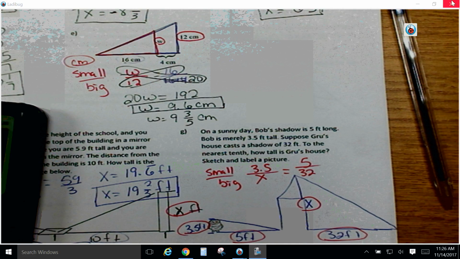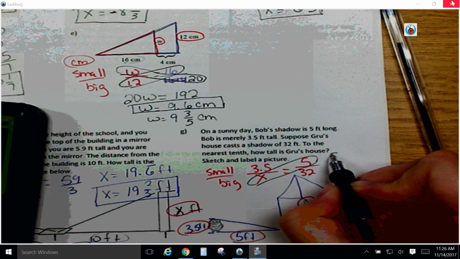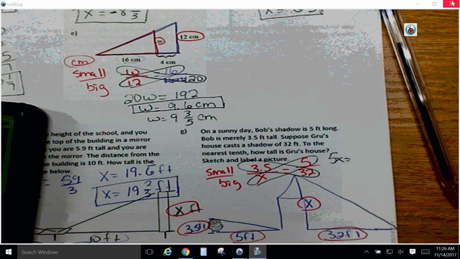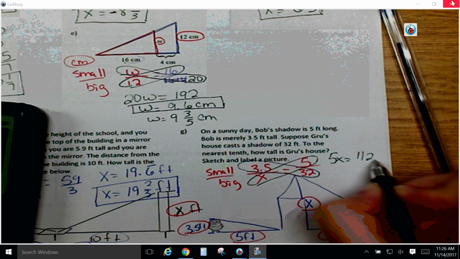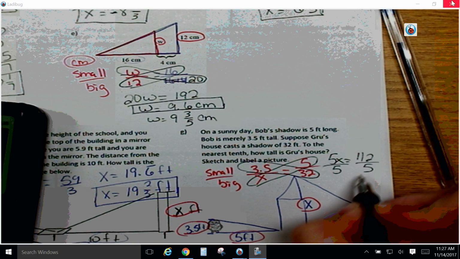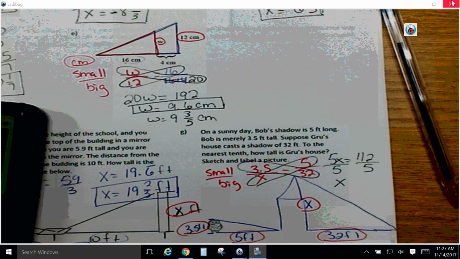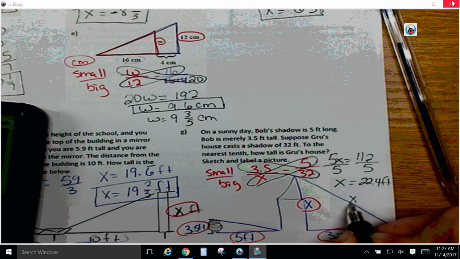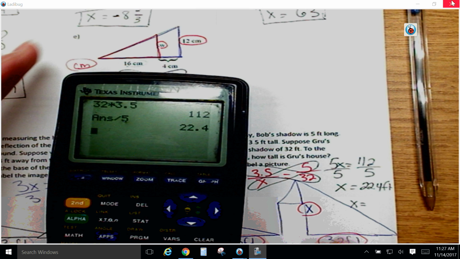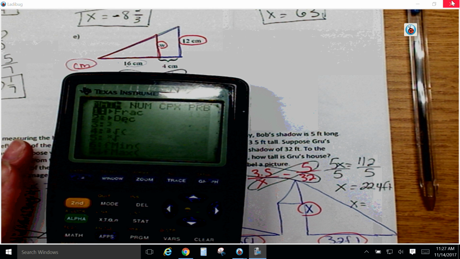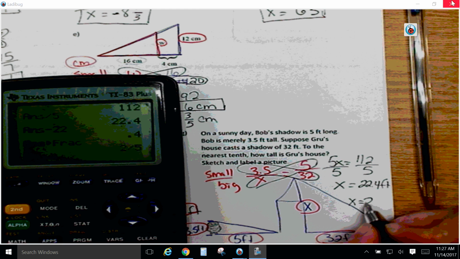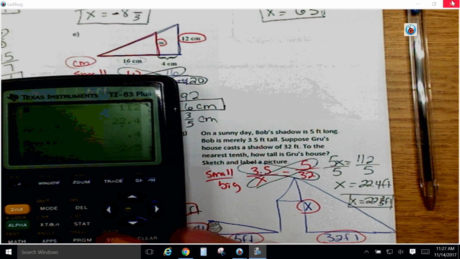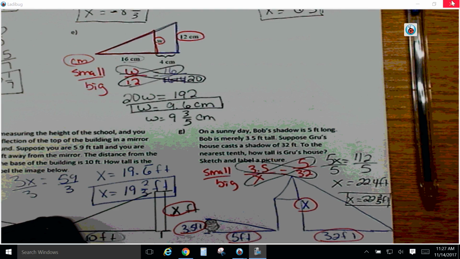So I'm going to do some cross multiplication. I'm going to get 5x, and then I'm going to put that in the calculator. 32 times 3.5 equals 112. I'm going to divide that by 5, and I get 22.4. And I could say that is feet, but once again, I could also put that as a fraction by simply minusing out the 22 and then hitting math, enter, enter, and I get 22 and 2/5 feet. Okay, that is question 9. Good luck on the test.